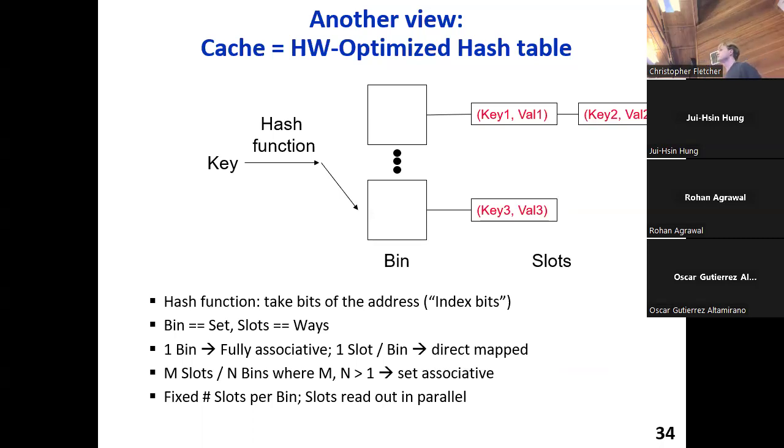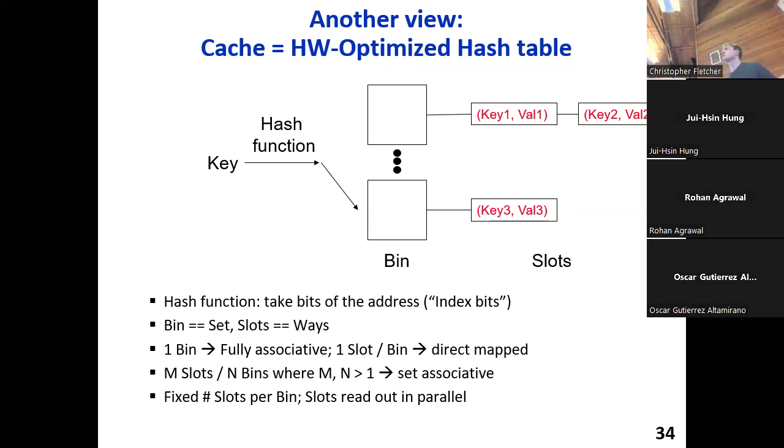For efficiency reasons, many caches, but not all, will read all the slots out in parallel. So in a software data structures class, you may have talked about how the slots are implemented as a linked list, where you traverse them sequentially. This is slow.